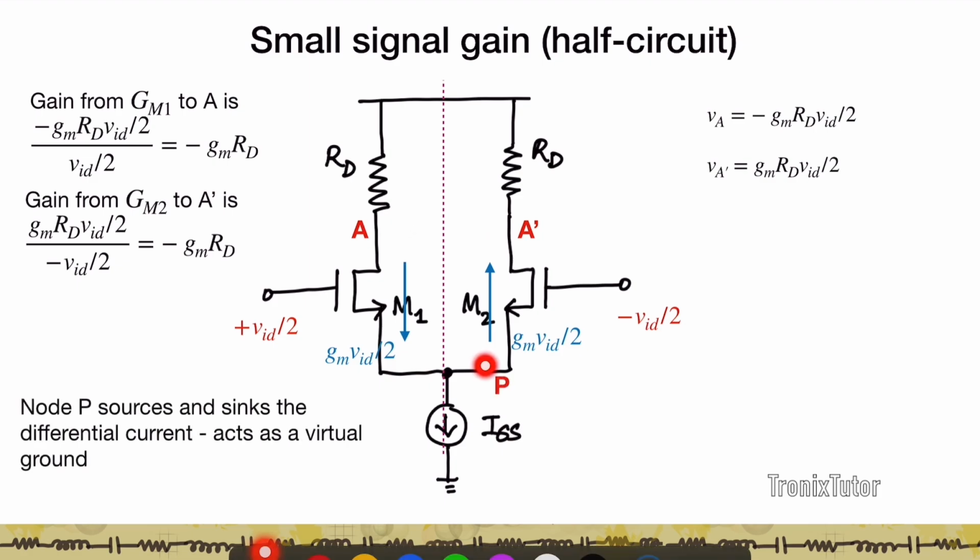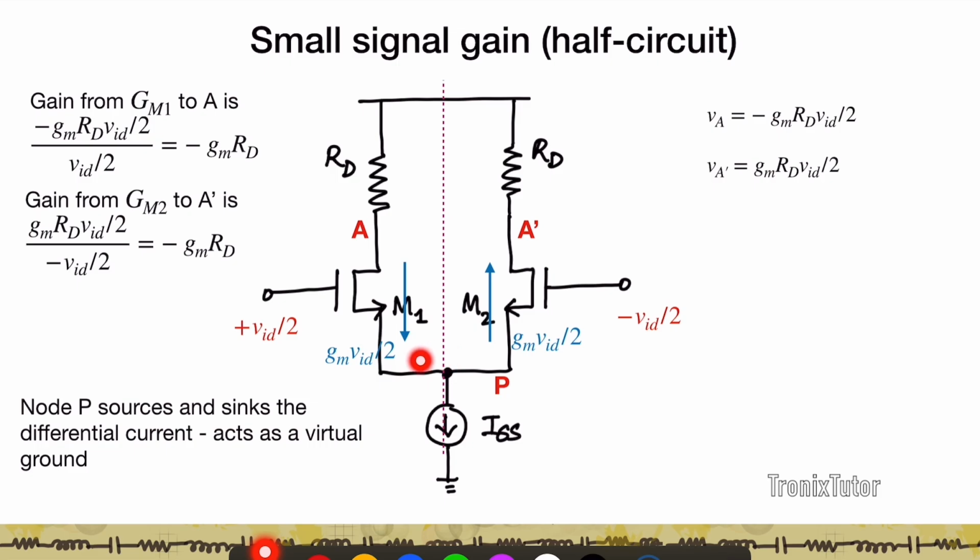Now, an important concept you see is with this node P. In the differential mode, if you think about this node P in small signal, ISS is zeroed, which means it's an open circuit. So technically P should be an open circuit node. However, if you look at P a bit closely, a small signal current flows into node P, which is gmVID by 2, and the same current flows out of the node in small signal. So I have a node where the same current is flowing in and flowing out.